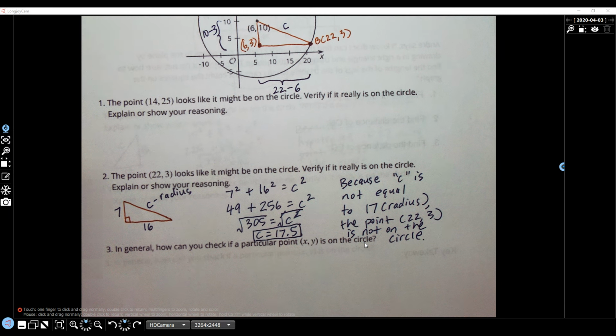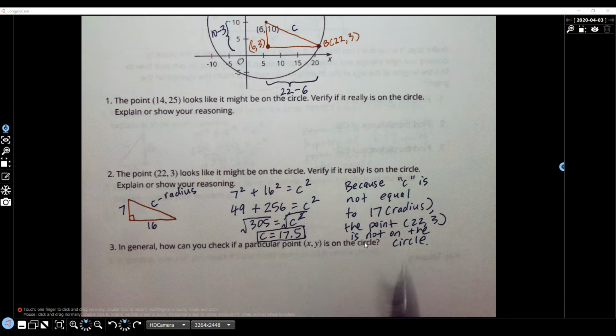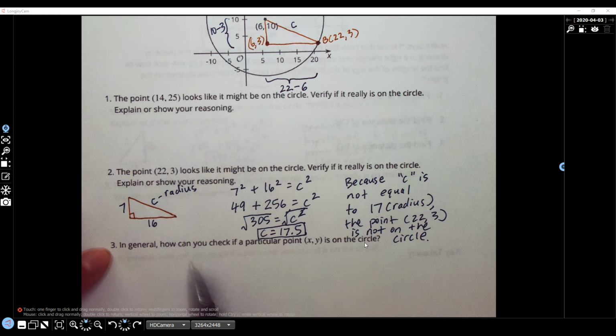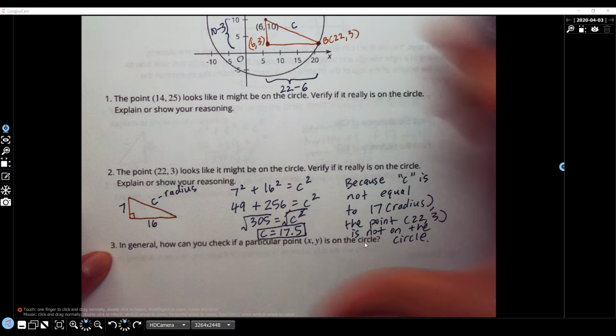Okay, so go back to your activity and answer number 3 on your own, and try to summarize the approach that we've been discussing today in Activity 1.